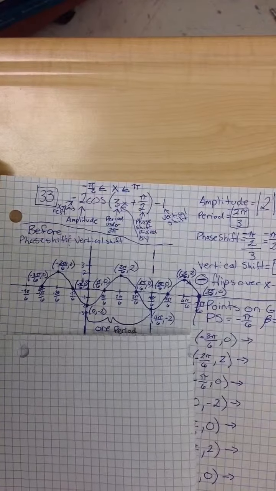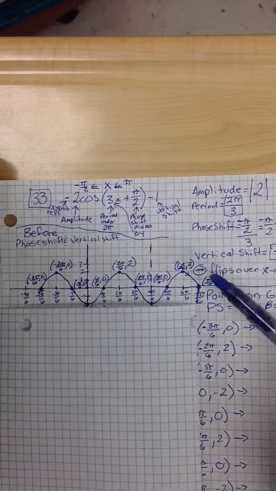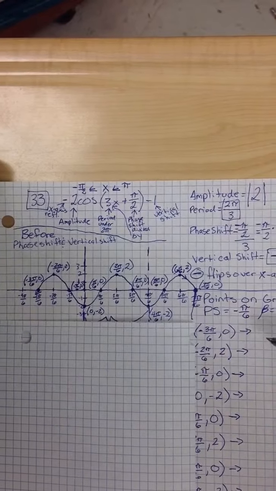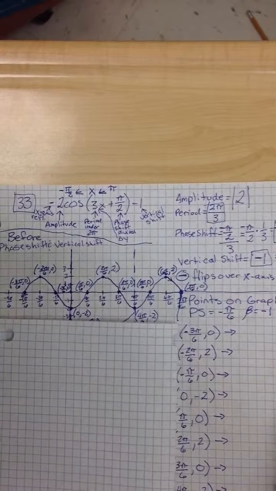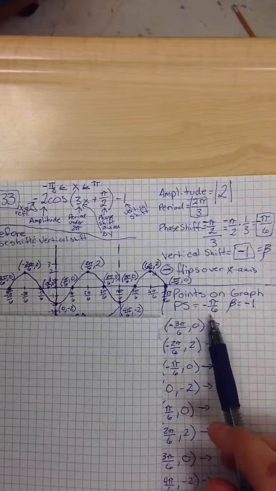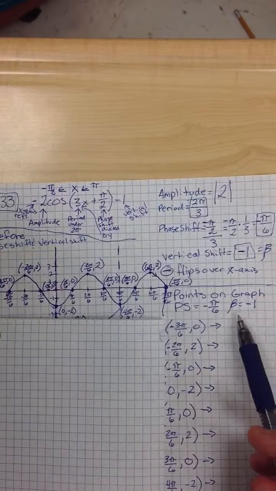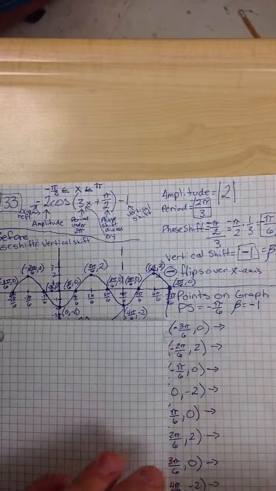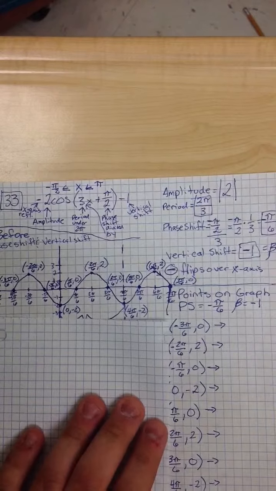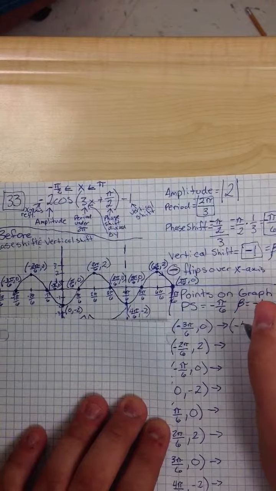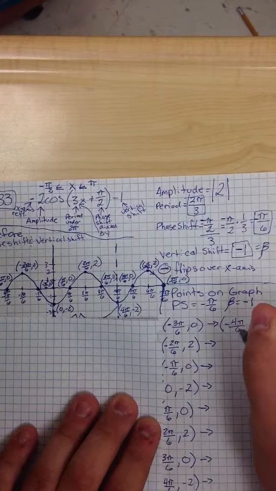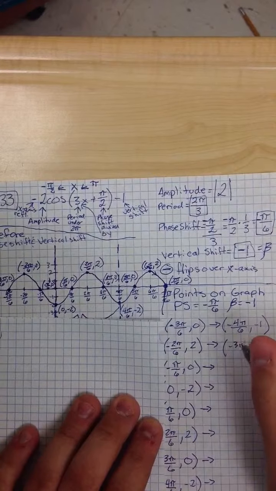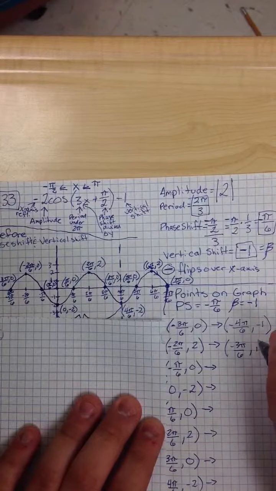Then what you would do is you would pull all the points off of the graph prior to the phase shift and vertical shift, and it's easiest to put them all down in a line, and then right above it what the phase shift would be, which is a negative pi over 6, and with a vertical shift of negative 1. And so from there you start to just put down what each of those equals after the shifts. So this one would give us negative 4 pi over 6, negative 1. This one would give us negative 3 pi over 6, 1.